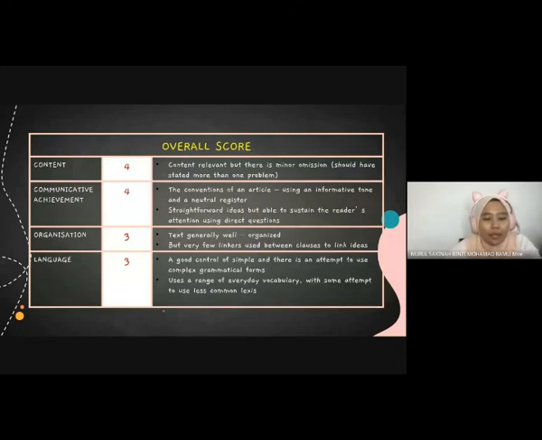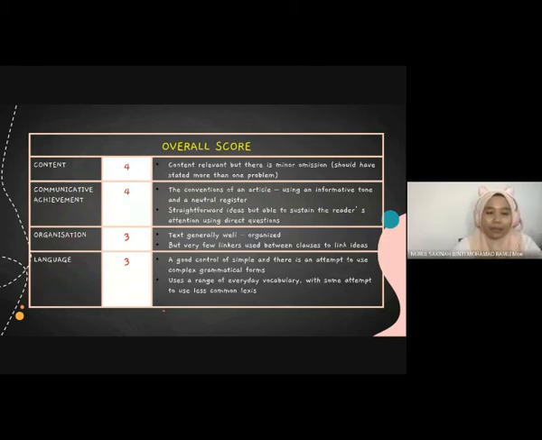And then the last one, language, is 3. They have good control of simple language, and there is an attempt to use complex grammatical forms, but what happened? It did not achieve the effect, right? And some of the words were not appropriate. So that brings down the level, bringing the marks down to 3. So if we total everything, 4 plus 4 plus 3 plus 3 is 14.